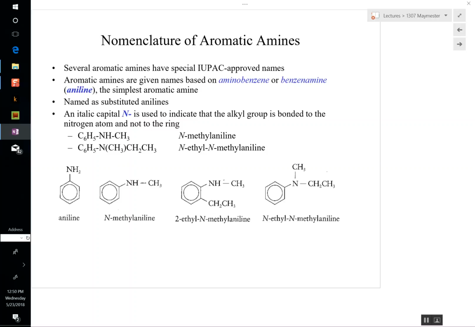Okay, before we go on, let's classify these. Is this a primary, secondary, or tertiary? Primary. That nitrogen has only 1 carbon attached to it. It's got 2 hydrogens. This is primary.